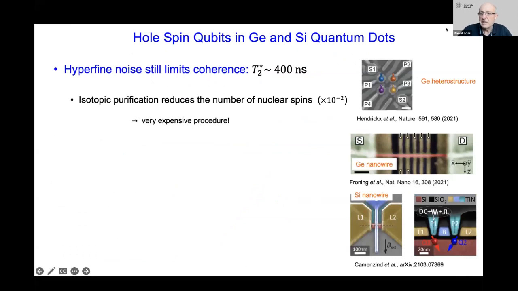So now a little bit more on coherence times and the remaining sources coming from the nuclear spin. The hyperfine noise still limits the coherence times, as I said, on the order of 400 nanoseconds. And there are two strategies. One is isotopic purification, which just reduces the number of nuclear spins. This, however, is a rather expensive procedure. And now the geopolitical situation has turned out actually to be very, very demanding.